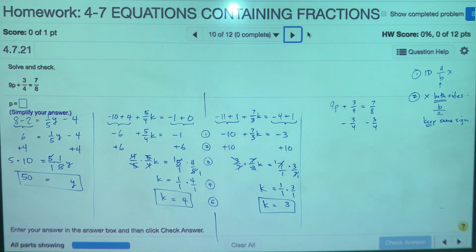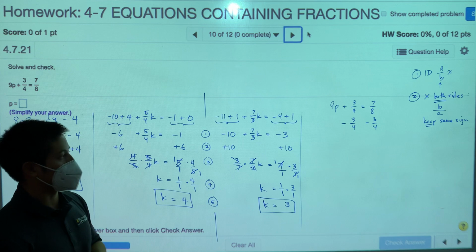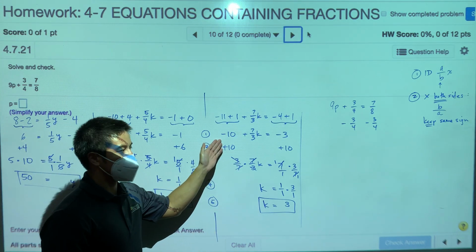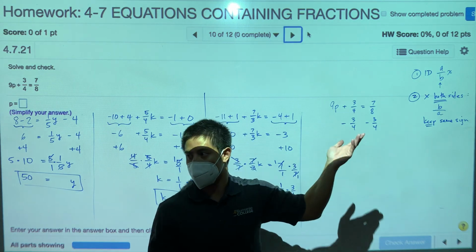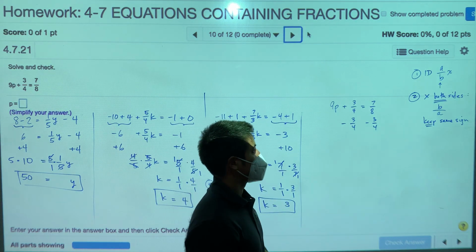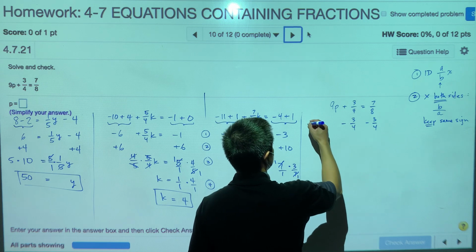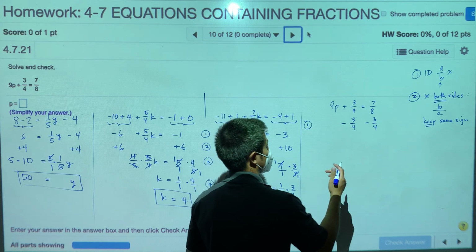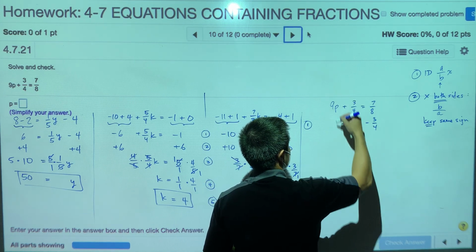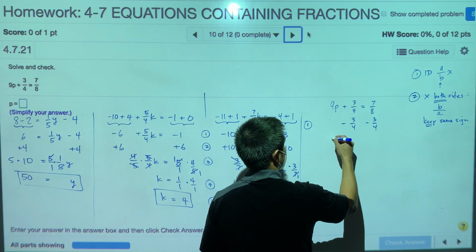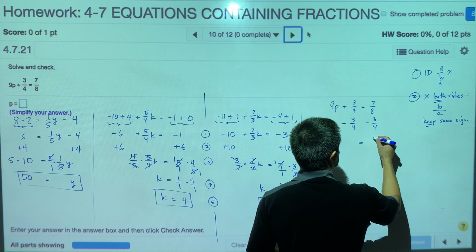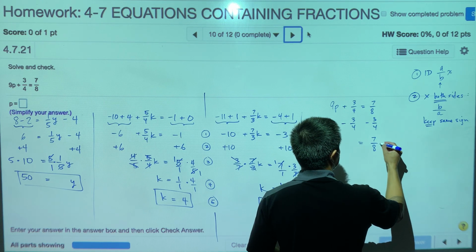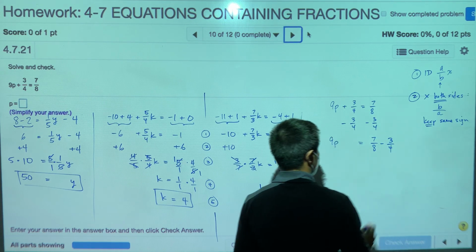And that is the first difficult thing to kind of wrap your head around. Is it the same as what we've been doing? Yes. But is it different as well? Yes, because it's fractions, and that's what messes people up. So there's my first step. Let's go to the second step. Obviously, this is going to go away because that cancels out, leaving us with just 9p. Now, what I have over here is a 7/8 minus 3/4.